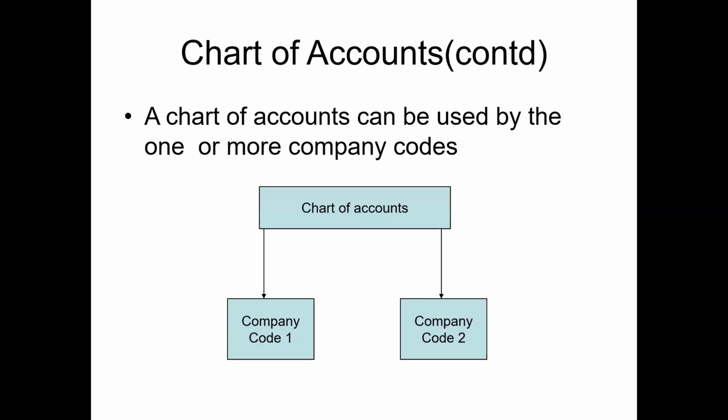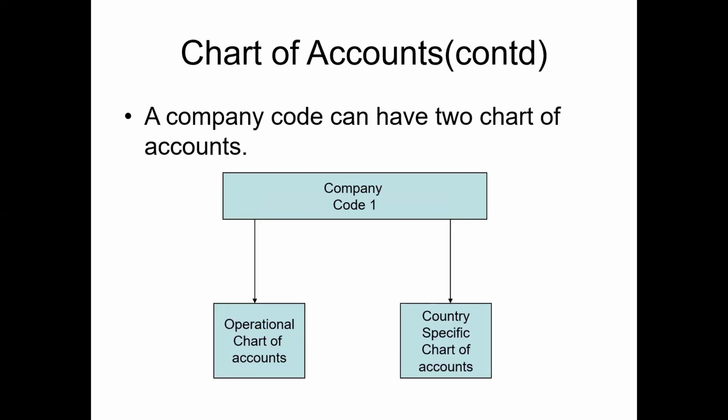Then it is saying that a chart of account can be assigned to how many company codes. It can be 1:1, it can be 1:many. So a chart of account can be assigned to one company code, and at the same time, it can be assigned to multiple company codes. Then it is saying that a company code can be assigned to how many charts of account. A company code can be assigned to the operating chart of account as well as your country specific chart of account.